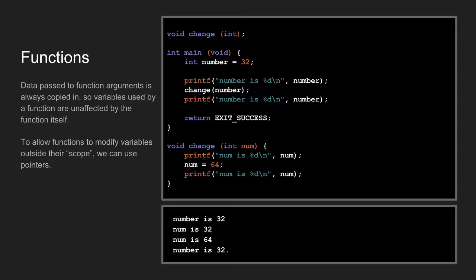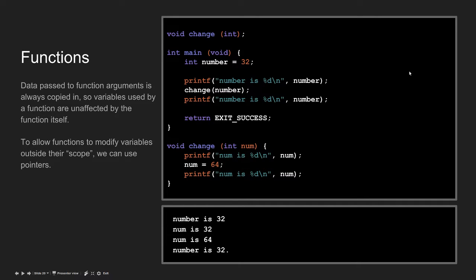When you pass data into a function argument, the data is always copied into that argument. So say we have two functions here. We have our main function. We have a function called change, and it has an argument of an integer. So in our main function, we have that integer, and that's the number 32. And then we print that number and we get down the bottom, number is 32.